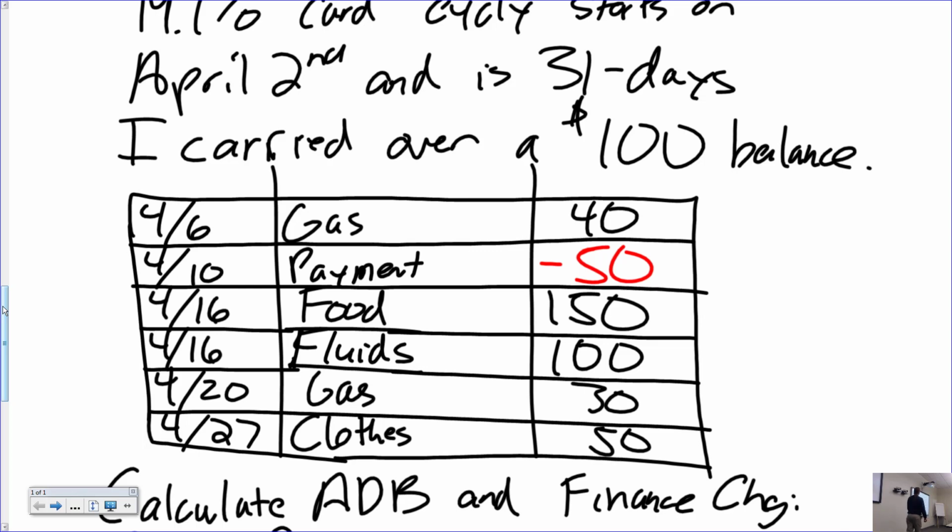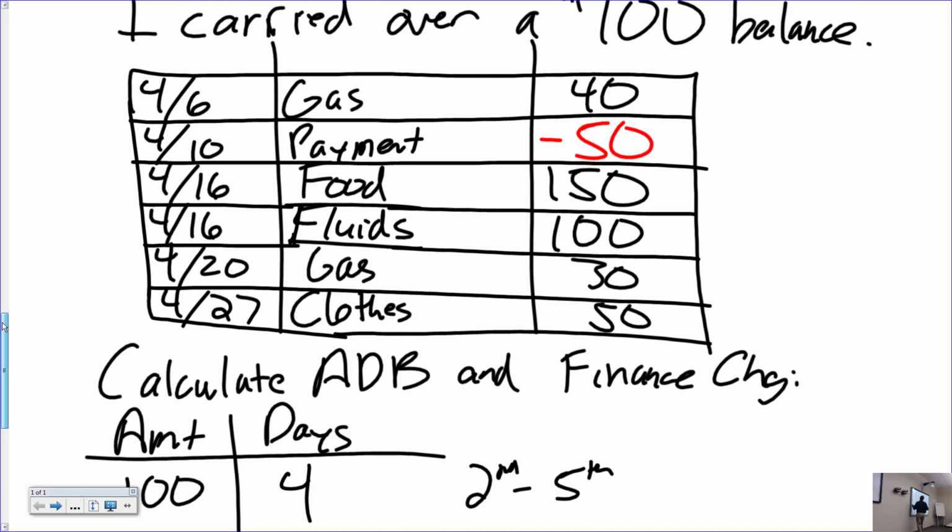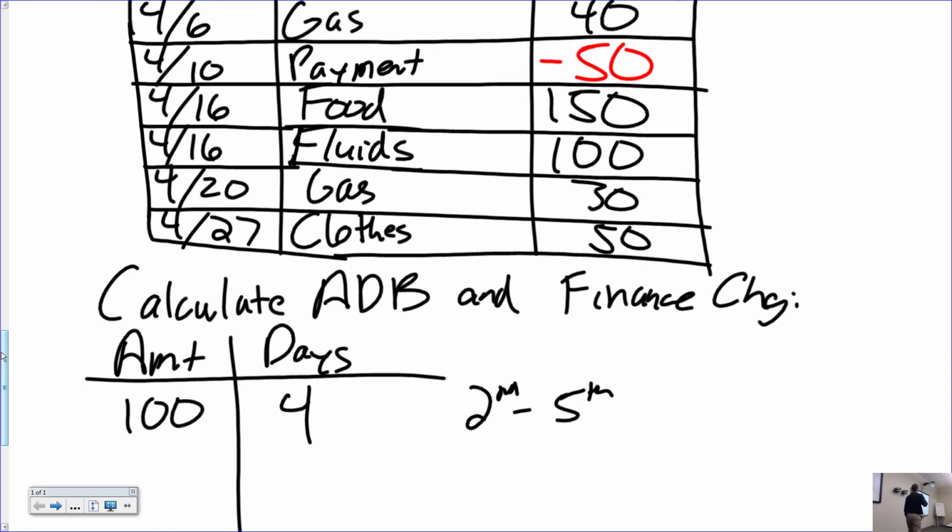How many days on that $100? 4. Why? 6 minus 2. My first charge is on the 6th. The credit card statement starts on the 2nd. 6 minus 2 is 4. You can do it by hand if you want: 2nd, 3rd, 4th, 5th. Either way, you're going to get 4 days. Next number? 140. Good. Remember, you add. How many days? 4 more days, 6 to the 10th.